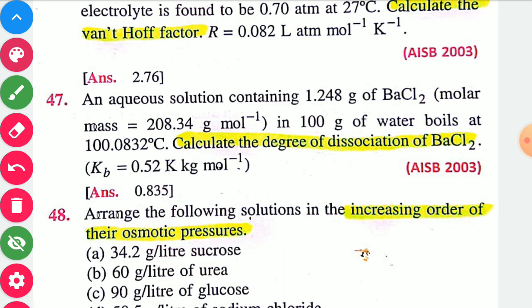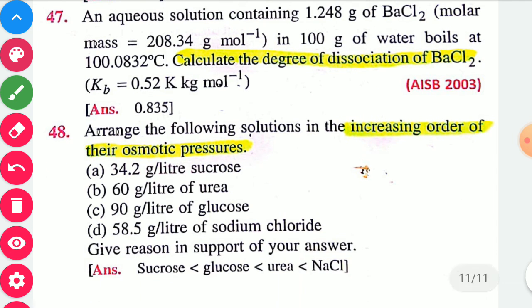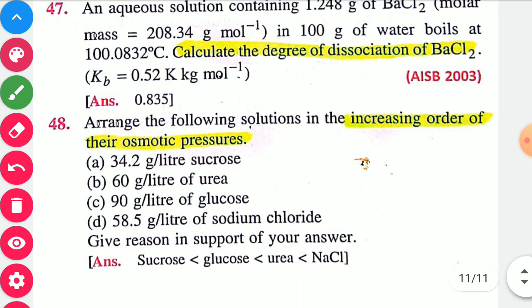Next question: arrange the following solutions in the increasing order of their osmotic pressure. Four solutions are given. You have to decide the osmotic pressure of each, and then arrange them in increasing order. You also have to give the reason in support of your answer.